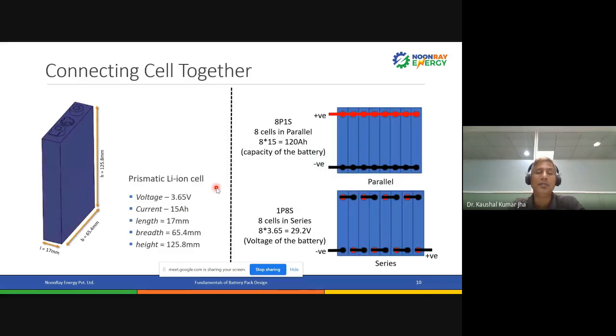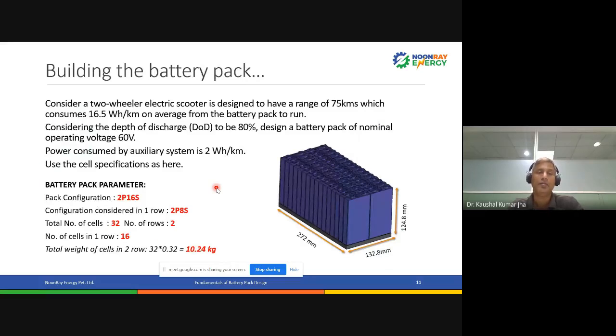So what cell do we have? We have 15 Ah cells. So how many cells do we need to put in parallel? 2 numbers of cells in parallel. So what would be the battery configuration then? The battery configuration becomes 2 parallel and 16 series.